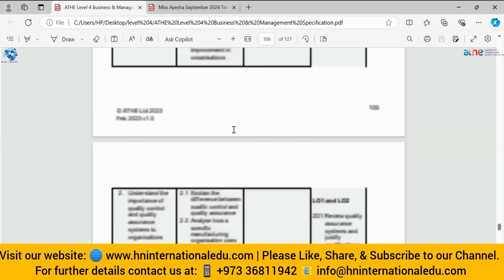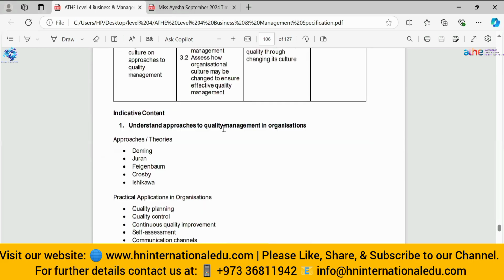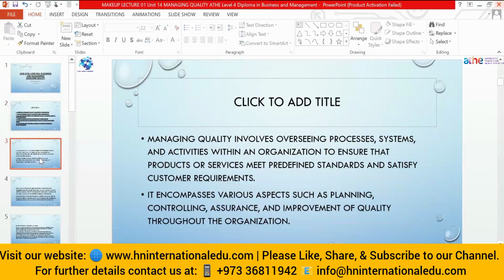Then we have 3 learning outcomes for this course and the respective assessment criteria too. Right underneath, all the indicative content is given to you people. You can definitely relate the assignment questions with them. First, we will start with what actually managing quality is, and then we will jump to assessment criteria 1.1.